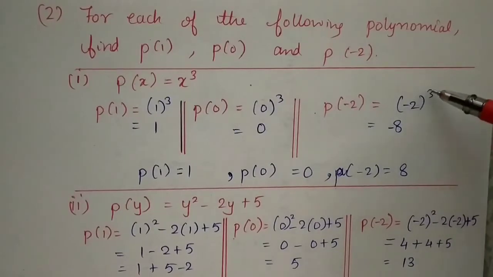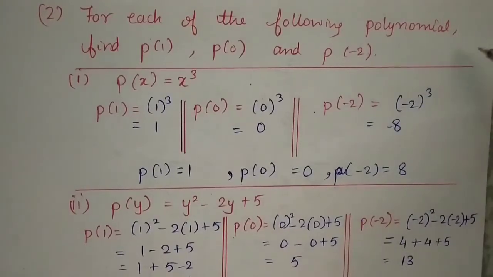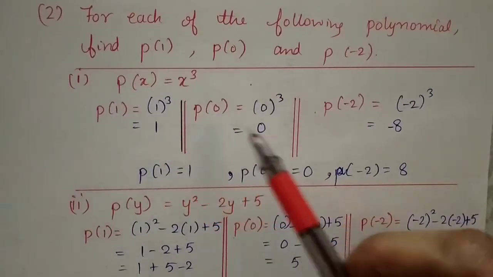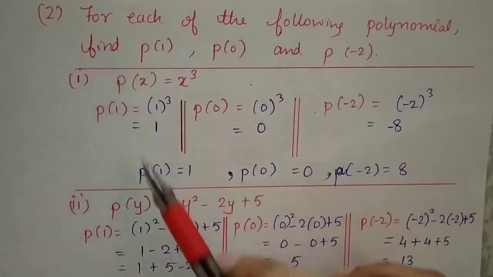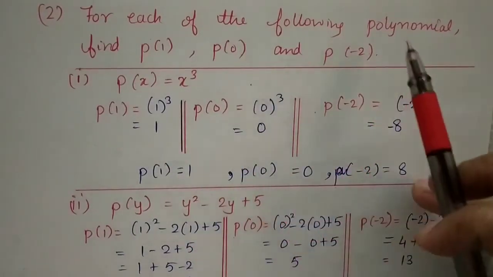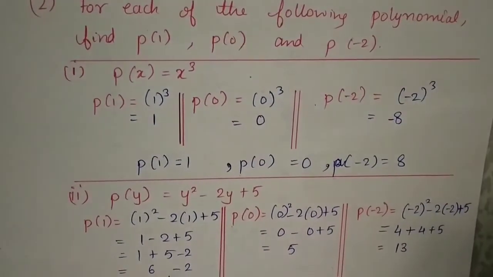Now, the sign. I've told you if this power is an odd number, then the same sign will come here. If this power is an even number, then the opposite sign will come. So once we get the answers as 1, 0 and minus 8, we substitute them here and write down the final answer. P of 1 is 1, P of 0 is 0 and P of minus 2 is minus 8. Then we move toward the second question.